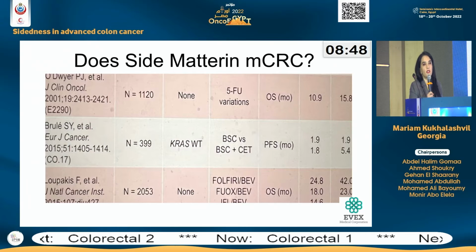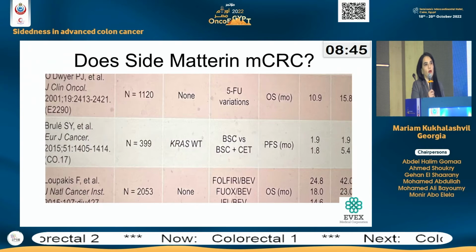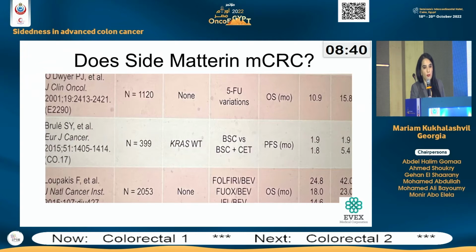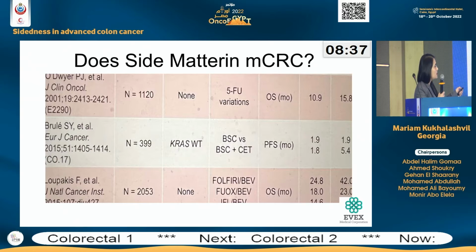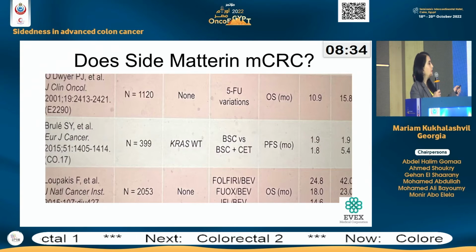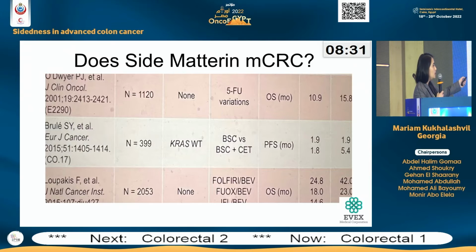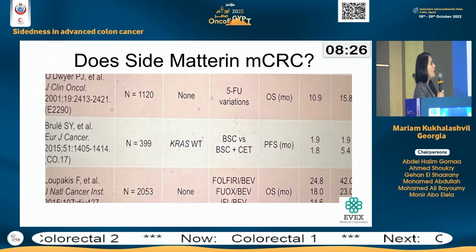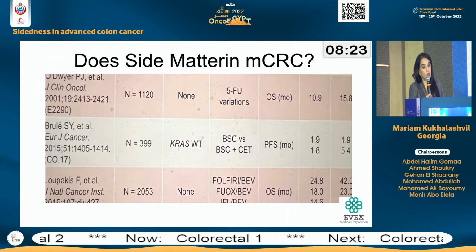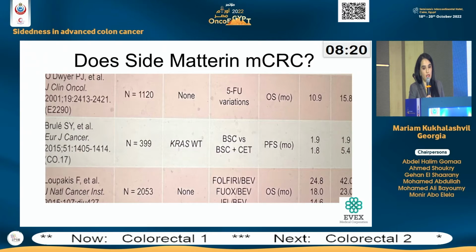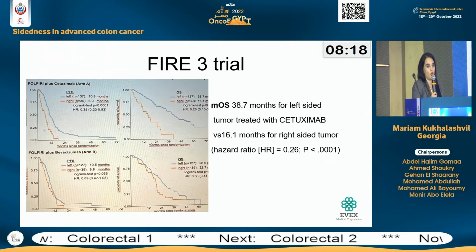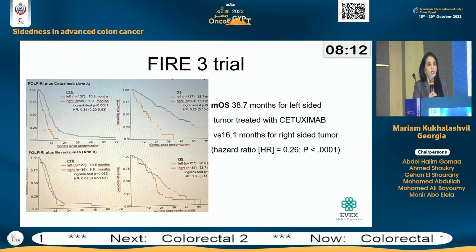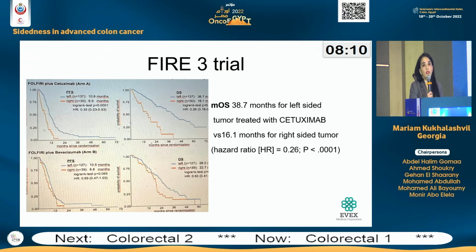In the next trial, CO17, a last line of treatment for colorectal cancer, best supportive care versus cetuximab, you can see that sidedness is a prognostic parameter, and below you can see the patients treated with cetuximab. Left-sided cancer patients have better outcomes in contrast with right-sided colorectal cancer.